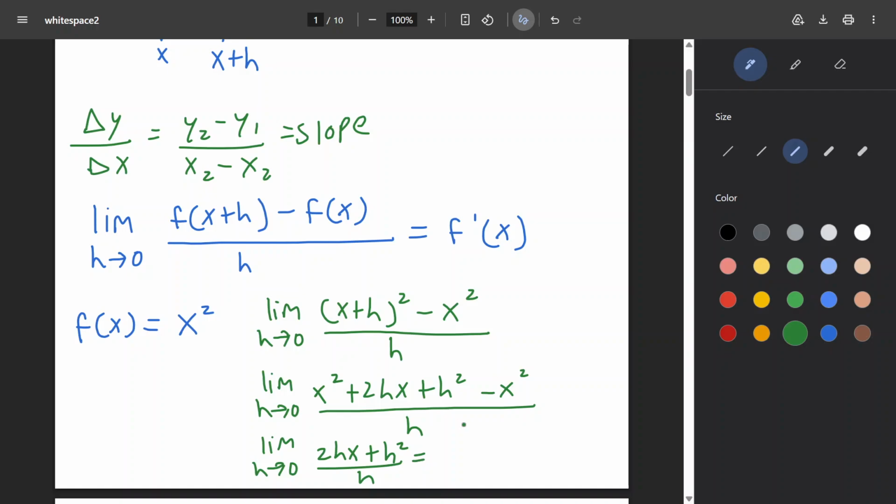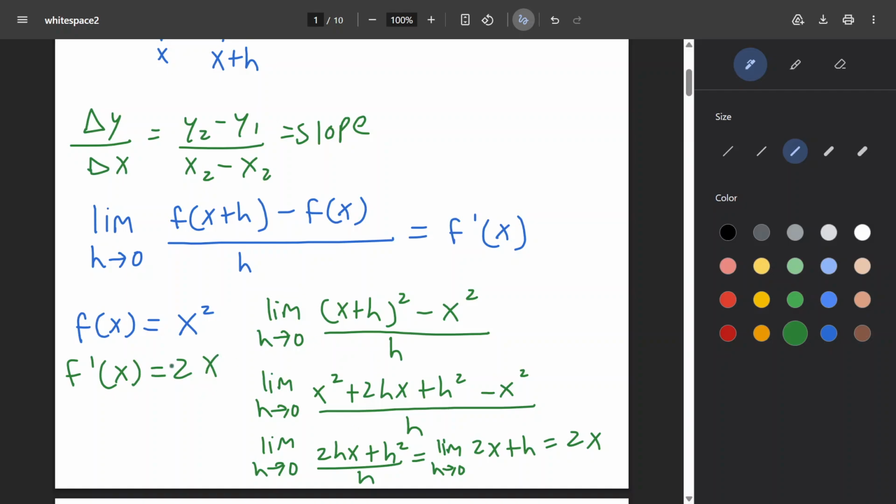Let's continue simplifying. Limit as h approaches 0. So 2hx divided by h is just 2x, and h squared divided by h is just h. Now if we take the limit as h approaches 0, h gets infinitely close to 0. So this term that we're adding here is practically negligible, reducing this to just 2x. Oh wow, isn't that cool? The derivative of x squared is just 2x.